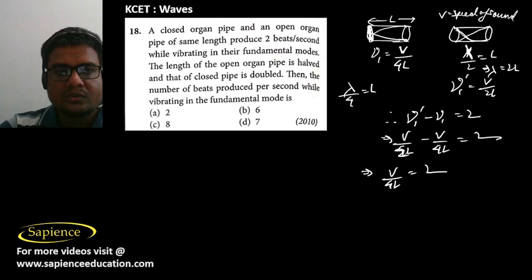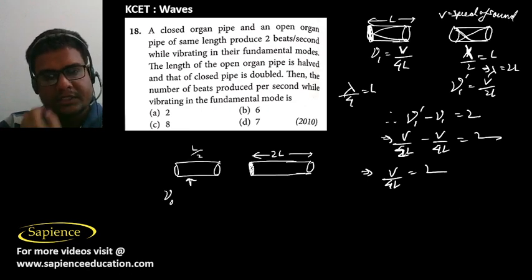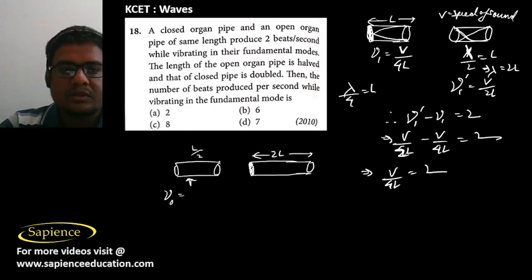So now here it is told that the length of the open end organ pipe is halved. Length of the open end organ pipe is half. Now it is having the length L by 2, and the closed end organ pipe is doubled. Means now it has 2L length. Then the number of beats produced per second while vibrating in the fundamental mode. So here the fundamental mode of vibration, suppose if I take it as ν₀ will be here. Fundamental mode is like this, obviously.